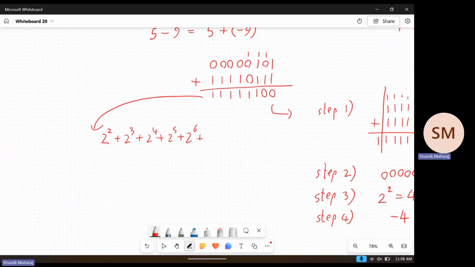And 2 to the 7 is technically not there because this is a sign bit, right? There's a 1 in front of a 2's complement number, it's a sign bit. But yeah, so that's the trick, right? Have you guys seen that trick?